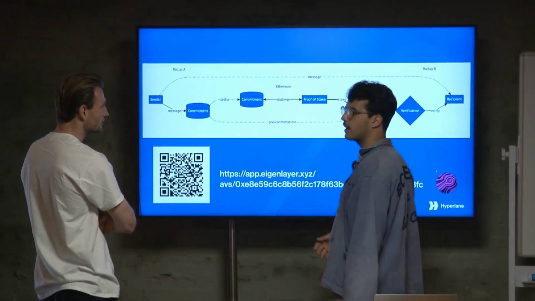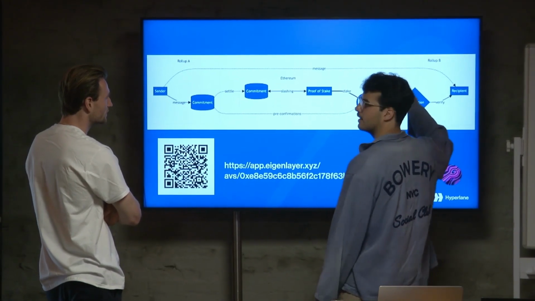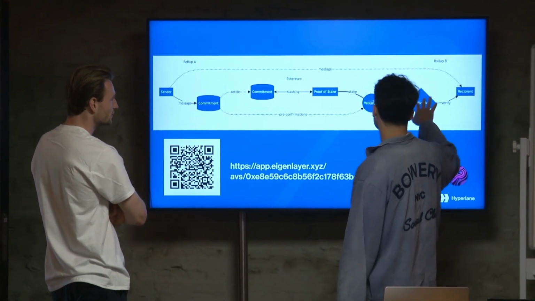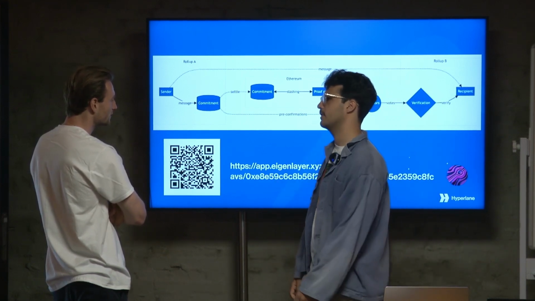So it could be a ZK light client, it could be the rollup's native bridge, it could be this type of threshold signature. That's what this module is. We call them interchain security modules.